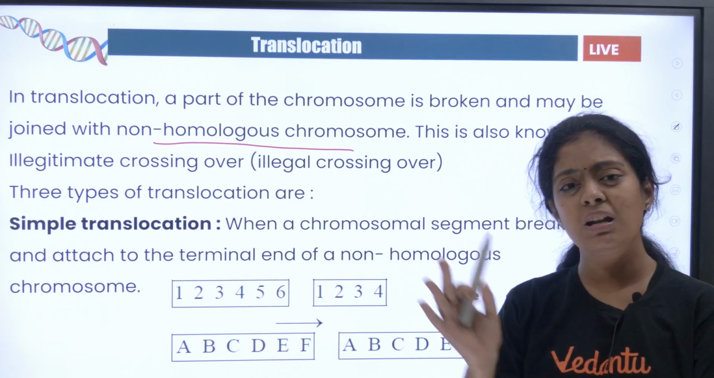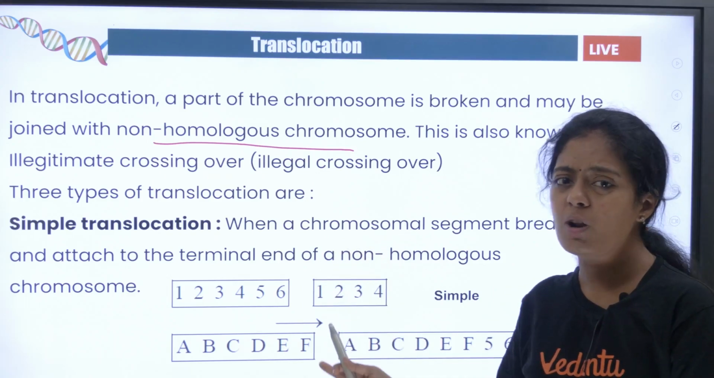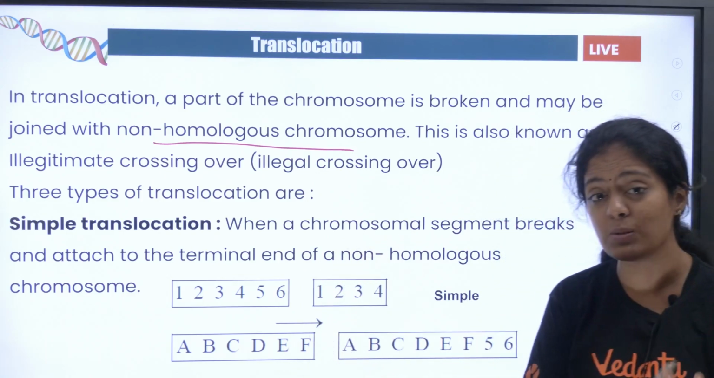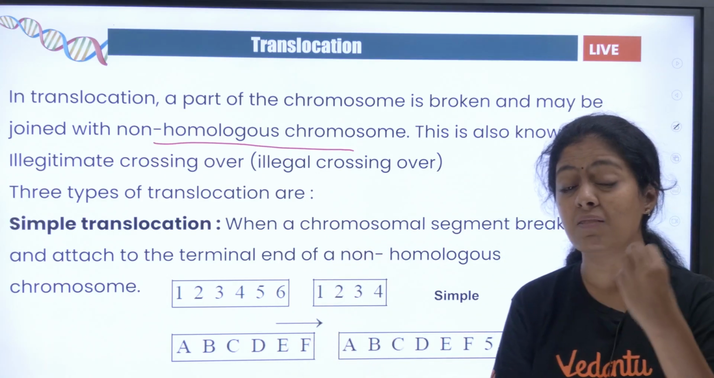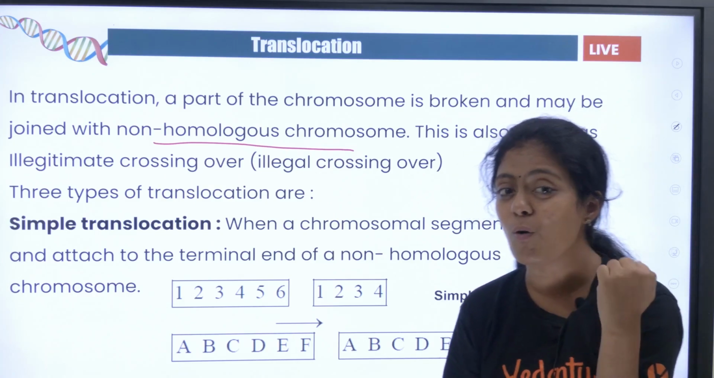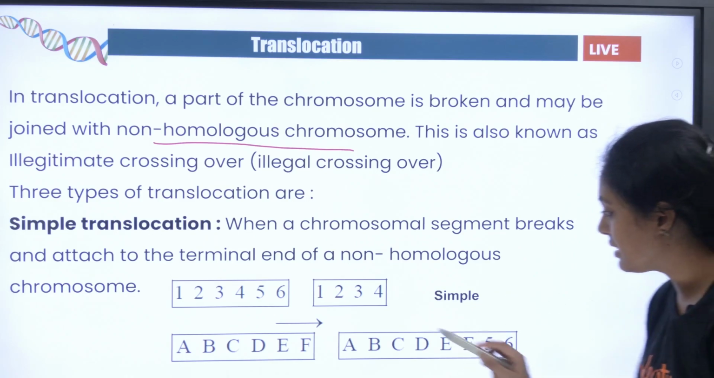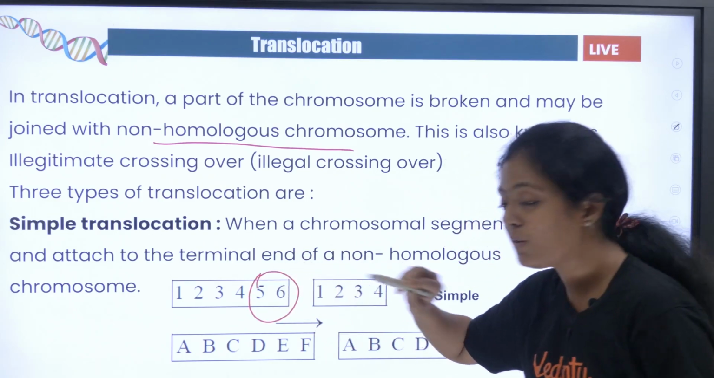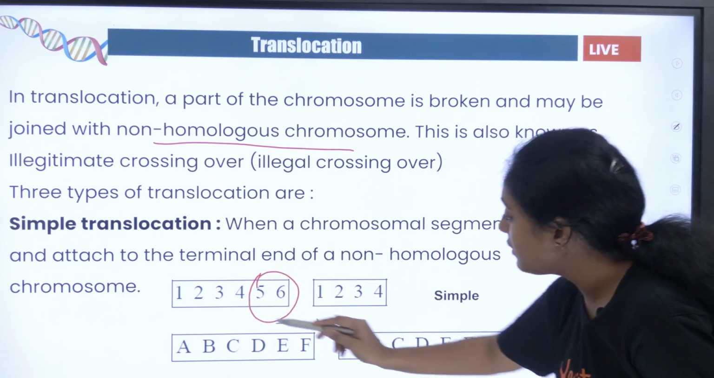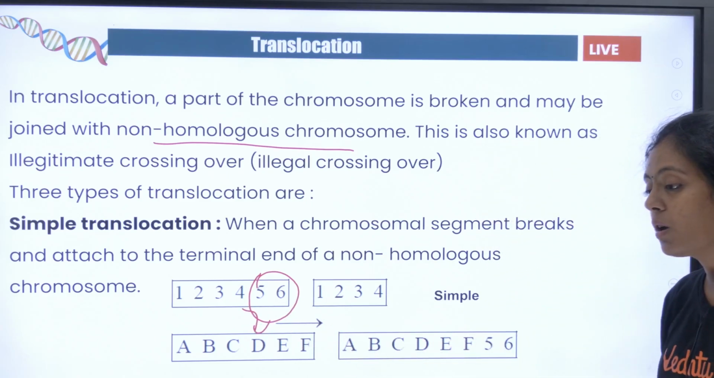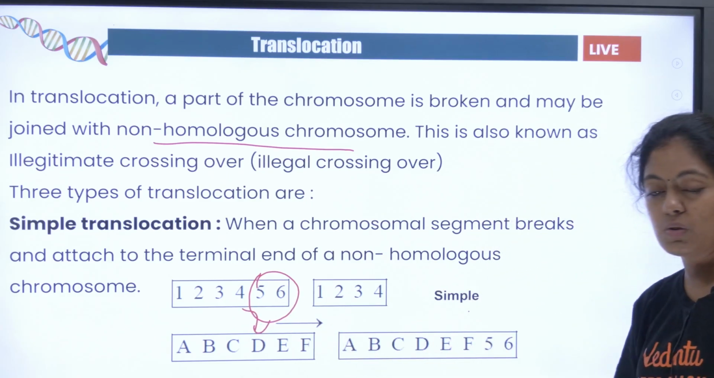Crossing over is a vital process. This is not a vital process. It can many times be very, very harmful. It can even lead to cancer like lymphoma. So what is happening here? What do you actually understand? You can see this part of your chromosome is shifting from here to here, and these two are non-homologous chromosomes.